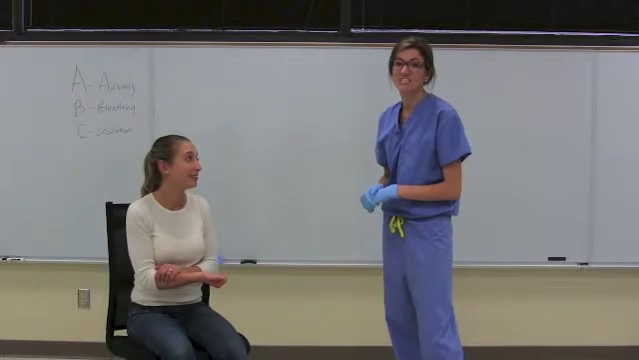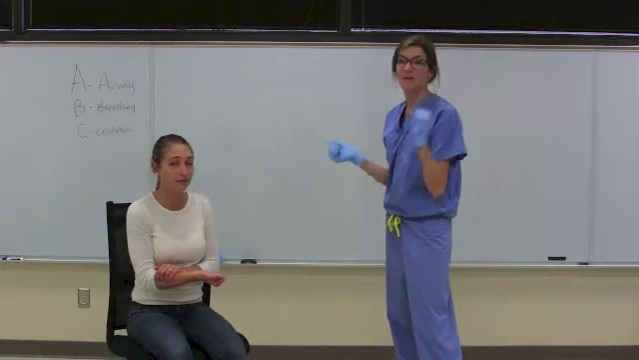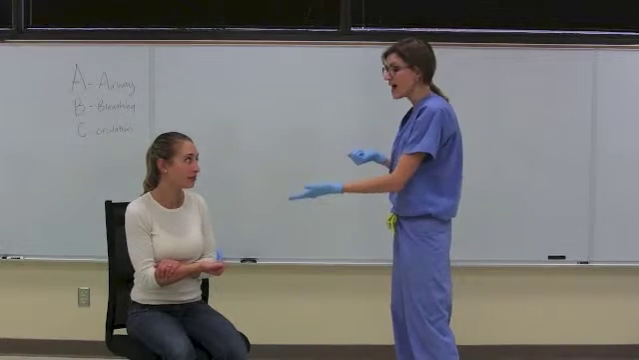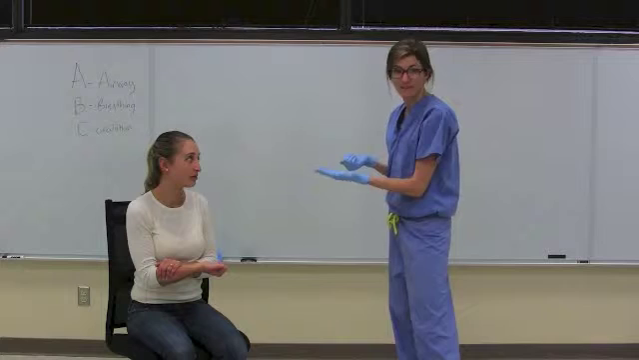Alright, so first things first, Isa's talking, so airway and breathing are okay. Now I'm looking for bleeding. Now this is pretty obvious. She's spewing blood out of her arm in this situation.